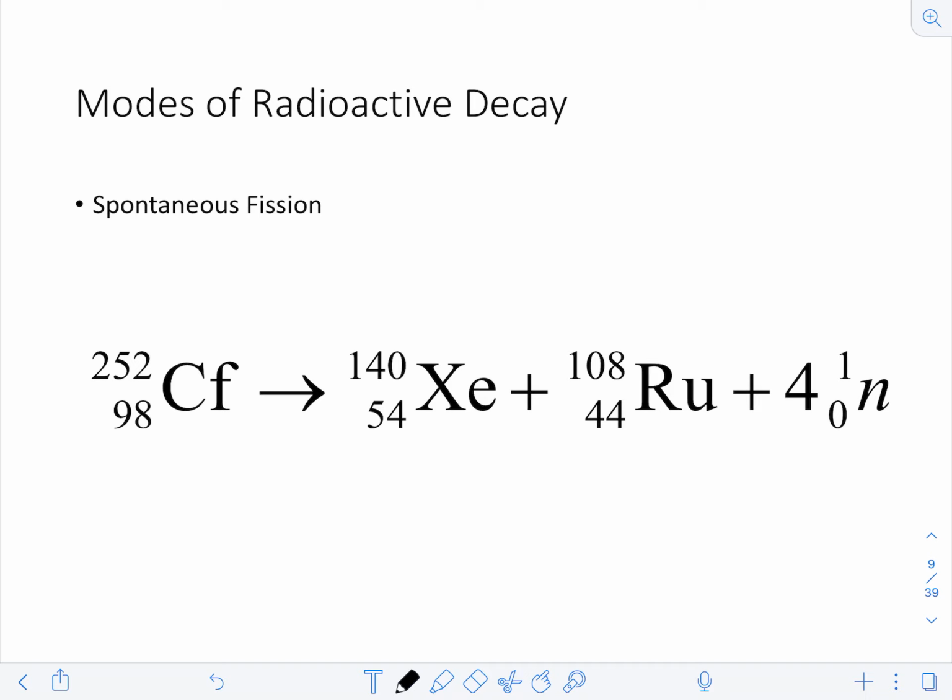Okay, here is an example of fission. Here we have a very large nucleus. 252 is pretty high, californium. And it actually splits not quite evenly into 2 separate elements. And here is a neutrino as a result of it.